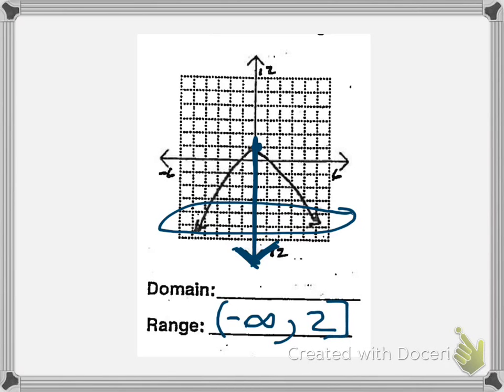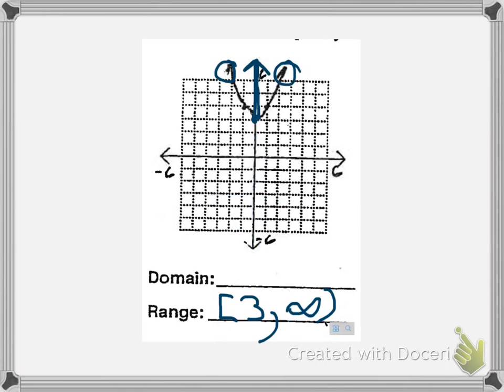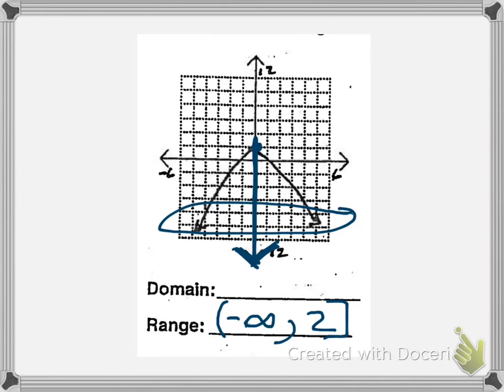On both of these two graphs, this one and this one, I used a closed bracket to show that the endpoint was included. If the endpoint were not to be included, there would be an open circle at that spot.